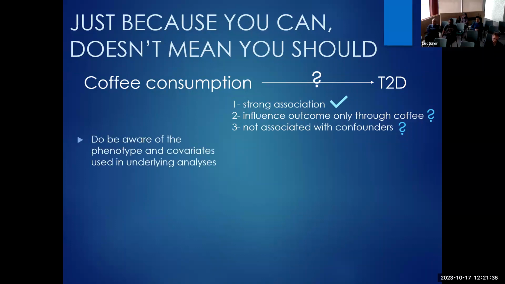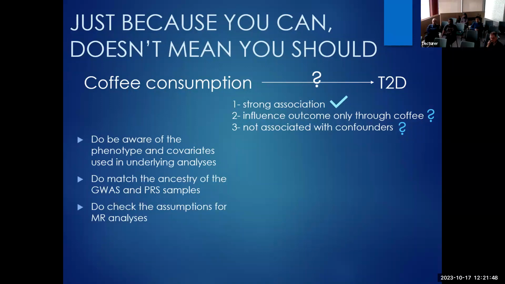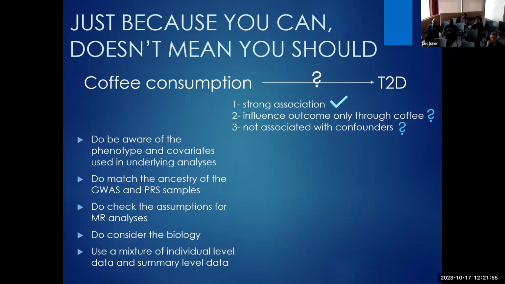So do be aware of the phenotype and the covariates used in the analyses that you're basing your polygenic score on. Do match the ancestry of the genome-wide association study and the PRS. Do check the assumptions for MR analyses as much as possible. Do consider the biology. It's best if you can use a mixture of individual level and summary level data. Not always possible, but if you can, try. You can't use the same data for the GWAS and the polygenic score. It gets very circular logic.